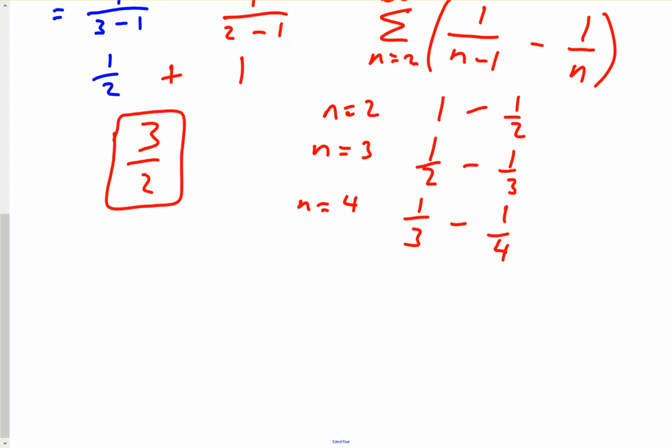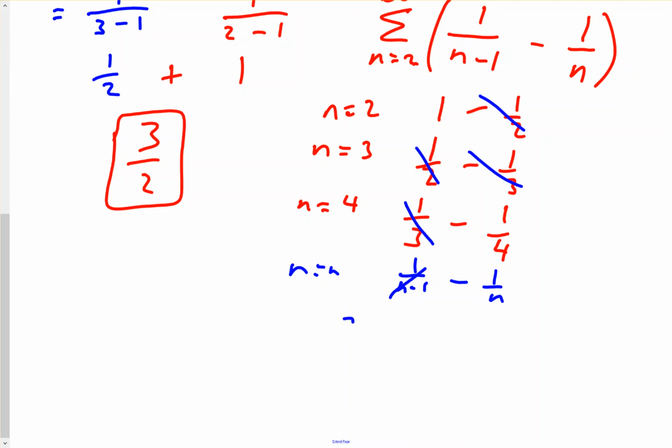So you'll see that as the series continues, the minus a half and the positive 1/2, these will cancel. The minus 1/3 and the positive 1/3, these will cancel. This will continue all the way down. When n equals n, the 1 over n minus 1 term, whatever that is, will cancel, and then we'll be left with the 1 over n.